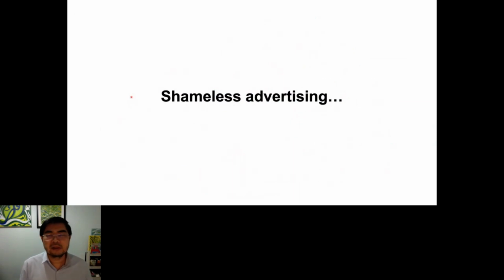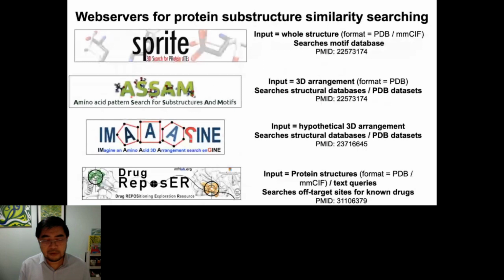As I've gone through just now, we've got web servers for protein substructure similarity searching. We've got 3 programs there: Sprite, ASM, and Imagine. Just to recap, one takes a whole structure as input, in either PDB or mmCIF, and searches a motif database, while ASM does it in reverse: it takes the motif and searches a structural database.